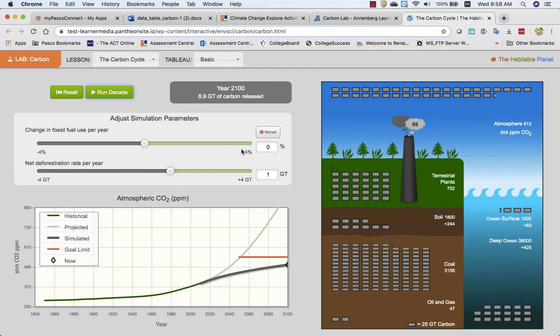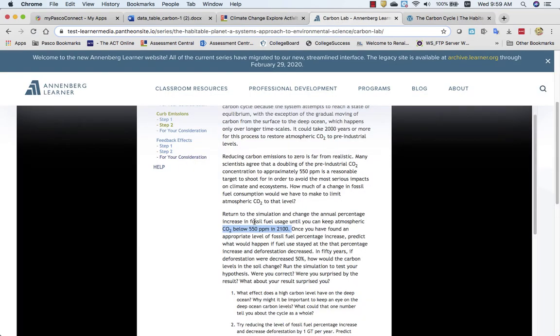So figure out what that number is. Once you have determined what that number is, then that second part said, okay, now that you know what that number is, in 50 years, if deforestation was decreased by 50%, how would the carbon levels in the soil change? Okay, so run the simulation.